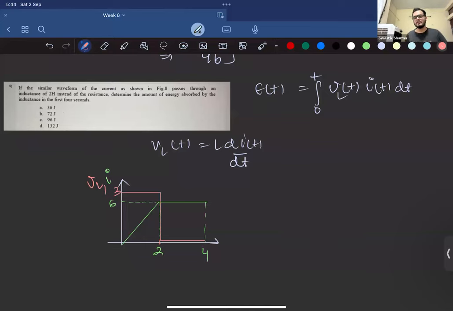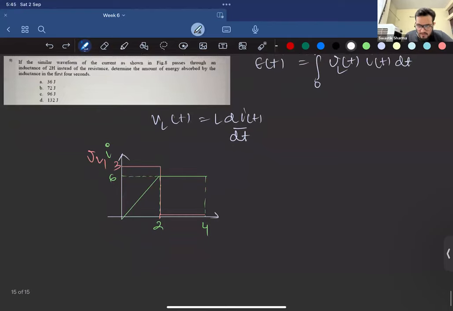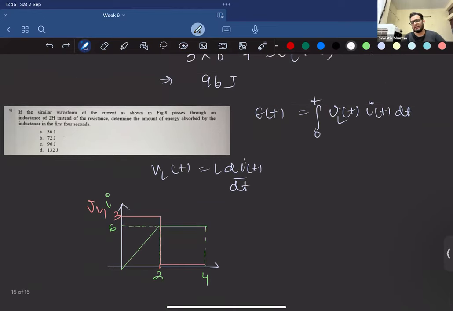So now tell me, where will the inductance store energy from which region? It will store only from 0 to 2. From 2 to 4, voltage is 0, right? So if voltage is 0, that means there's no energy being absorbed by the inductor. It's only absorbing between 0 to 2. Is this graph clear to you? So L dI by dt is what? Slope of that waveform, right? So slope is 3. But after it becomes constant, if we differentiate a constant, it's 0, right?